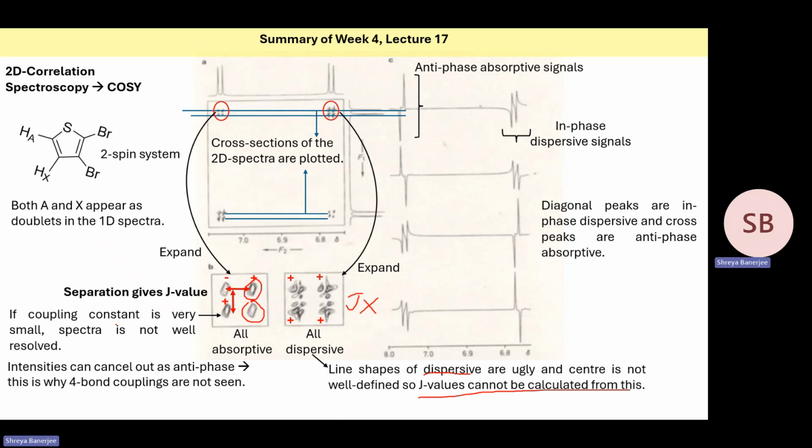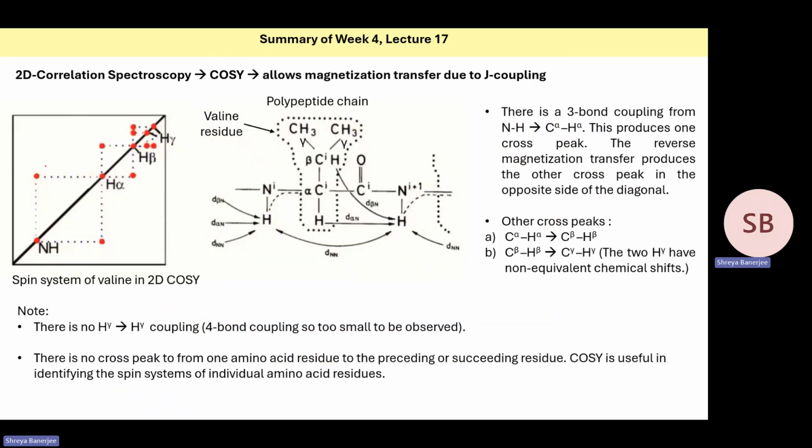Now, the coupling constant, here you can see this red arrow, it is giving you the J. But if the J is very small, the fine structured peaks will merge with each other. So here clearly there are 4 peaks within the cross peak. But if the J value is very small, you will not be able to distinguish the 4 peaks, and they will appear as one peak like this.